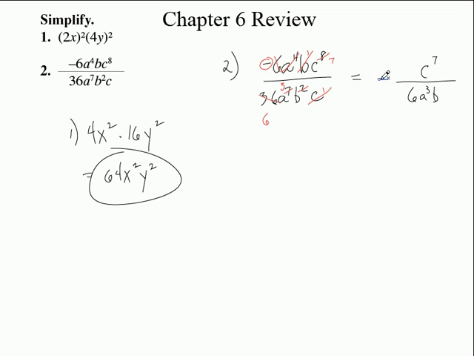Don't forget that negative out front. You could put it out front, or you could put it on top, or you could even put it on the bottom, I guess, if you wanted to. And to simplify these, they want the exponents to be written as a positive exponent. So all the exponents are positive, and that's it. We're good to go.